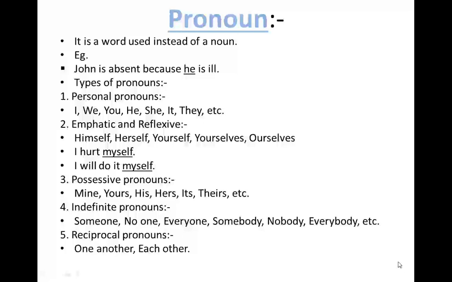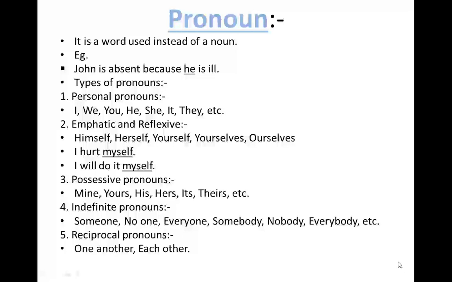Emphatic pronoun. I will do it myself. Emphatic means to emphasize on something. For example, if the work is done by me, so to stress on it, to emphasize that this action is done by me, I will add the word myself. I will do it myself means the action will be done by me. Over here, this word myself can come at the end of the sentence as it is used over here. I will do it myself. It can also come exactly after the pronoun I. I myself will do it.